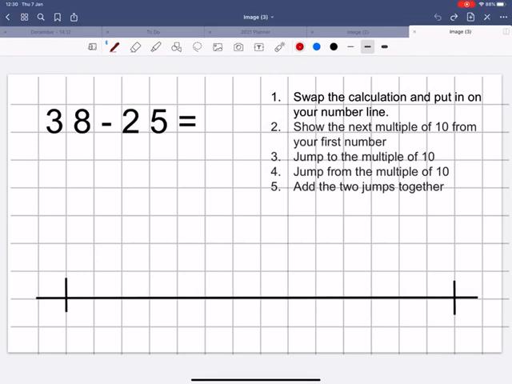Okay, so when we are subtracting two-digit and two-digit numbers, we need to think about what we already know. So we're going to follow this process that you can see here. So the 5 steps to success.